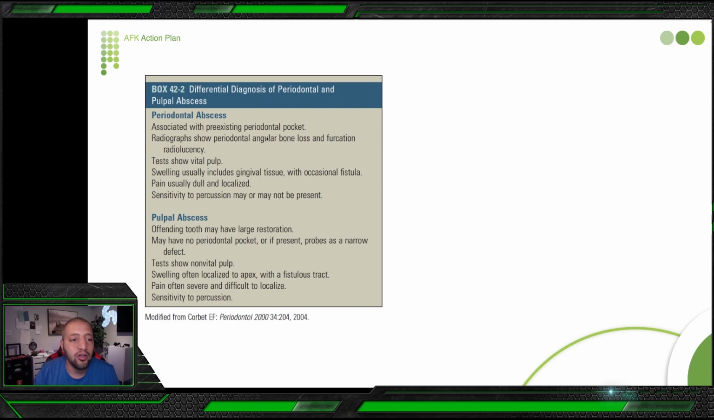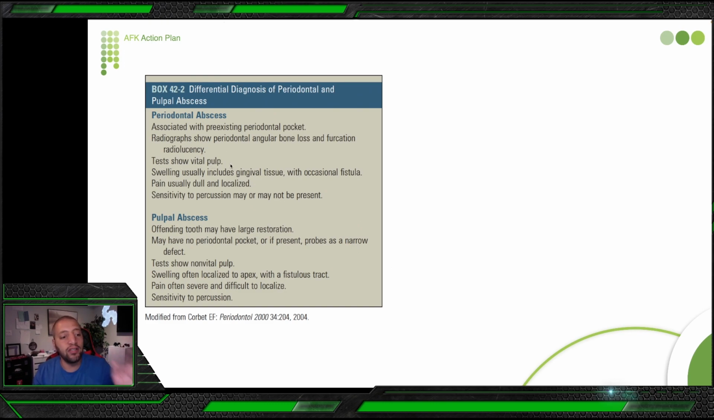So for this condition, as we explained, the swelling is not related to pulpal origin. It's not related to odontogenic infection. It's related to inaccurate scaling or a patient with an immunocompromised condition. Swelling includes gingival tissue with occasional fistula, not very common, usually dull and localized. Sensitivity to percussion may or may not be present. Here we are saying may or may not, so we are not going to choose this one. We're going to choose the definite answer.